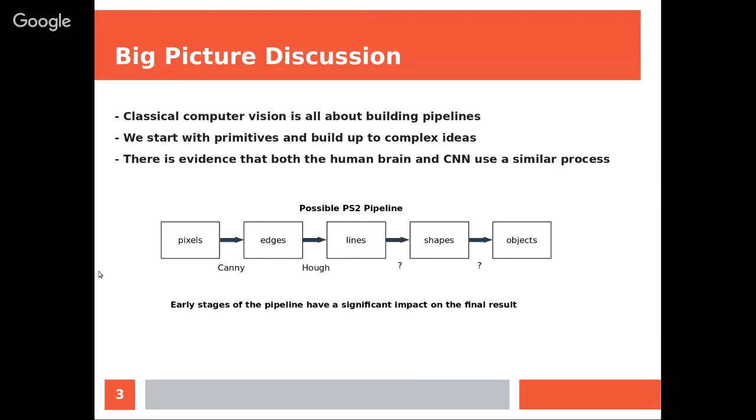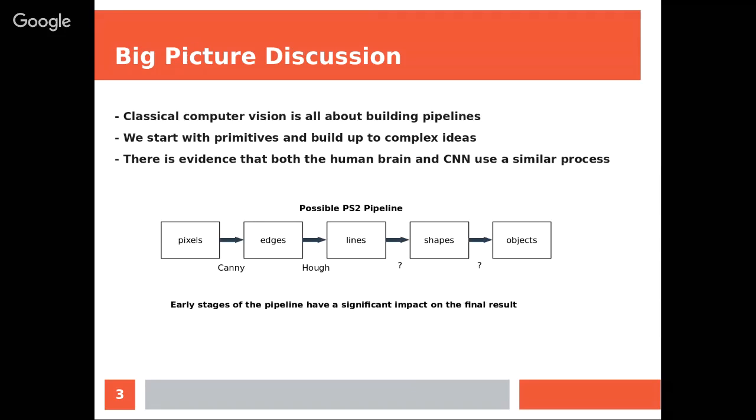There's a big picture that comes up a lot in computer vision, especially classical computer vision, where we try and build pipelines. I've got a very basic graphic of what a PS2 pipeline might look like. The idea is you start at something very primitive, like pixels, and then you can get something a little less primitive, like edges, for example, using the Canny operator, the Canny edge detection. And maybe you can get those edges to make lines using the Hough transform. And then maybe you can take those lines to shapes and those shapes to objects.